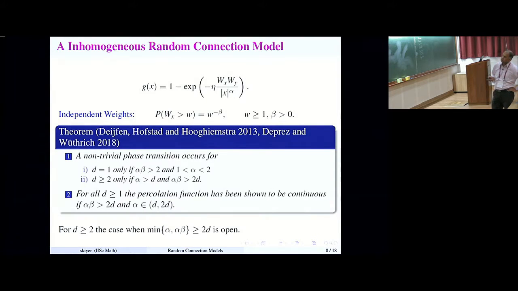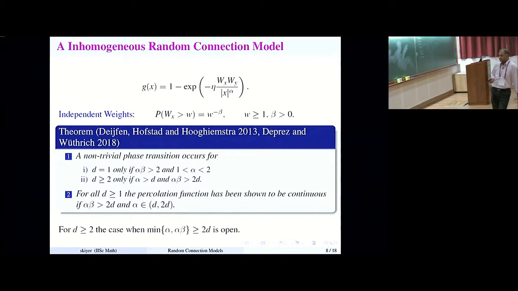In this case, alpha greater than 2, you don't have a non-trivial phase transition. It also depends on beta. Of course, for alpha equal to 0.5, there will be no non-trivial phase transition. So this result covers everything, whereas here there is only a partial result.